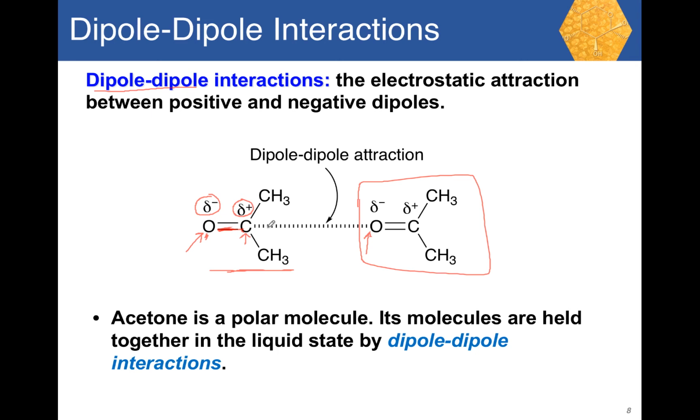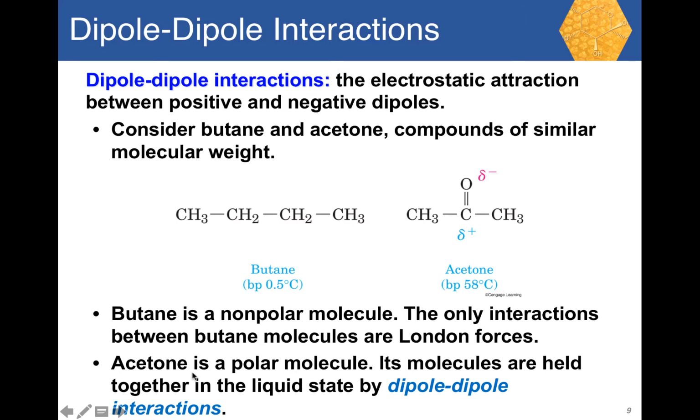This type of attraction is different from the London forces. This type of attraction is called the dipole-dipole attraction. It's much stronger than the London forces. And so, in summary, acetone being a polar molecule, the key here is a polar molecule, we have dipole-dipole interaction. For the previous attraction, those molecules were non-polar. This gives us a summary here.